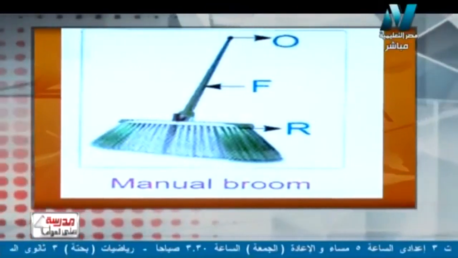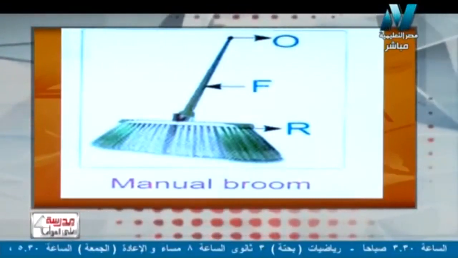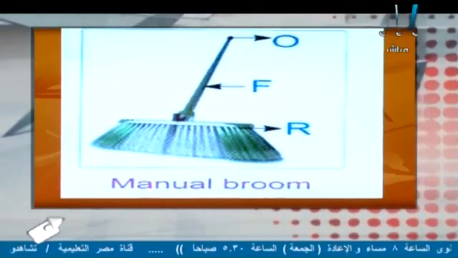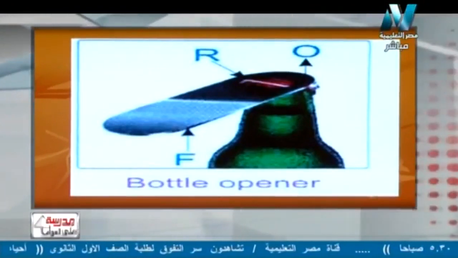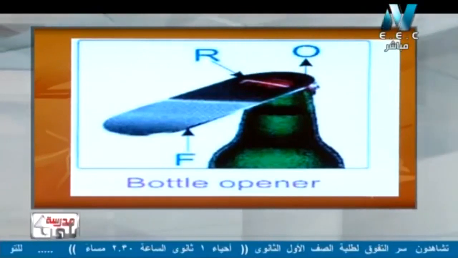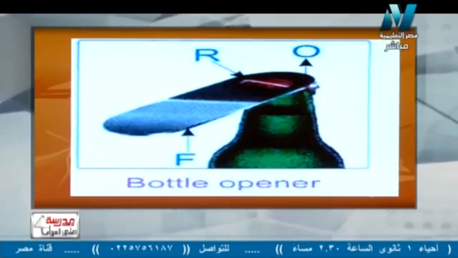So here is the manual broom, which we consider a third class lever because it has F between O and R. Another type is the bottle opener, which I also consider a second class lever. Why? Because it has R, resistance, between O and F.